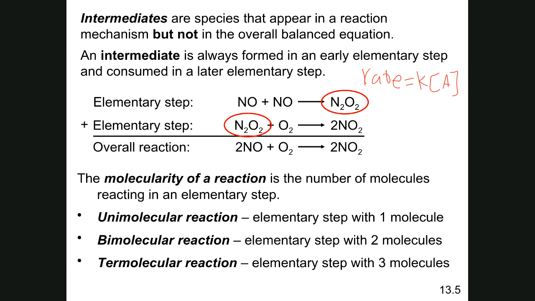If you have a reaction that has a rate law of k concentration of A concentration of B, this is the example for bimolecular. So if you have bimolecular, that means two molecules are involved in the rate determining step of this reaction.